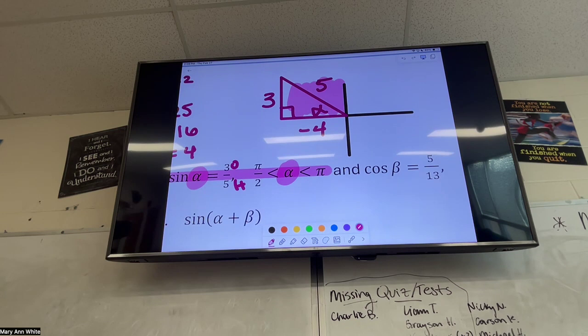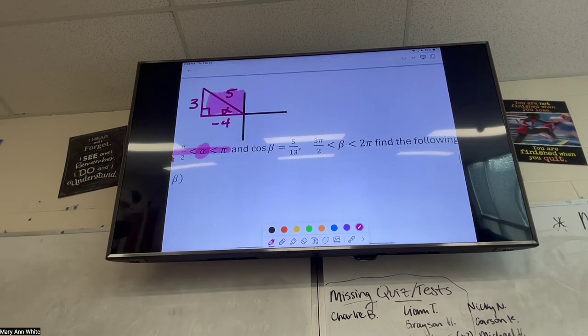Could you do sine or cosine or tangent or cosecant or secant or cotangent of angle alpha? Yes. That means now we're going to look at the second angle, angle beta. It tells me cosine of beta is 5 over 13, and 3 pi over 2 is less than beta, which is less than 2 pi. What quadrant is beta going to be in?